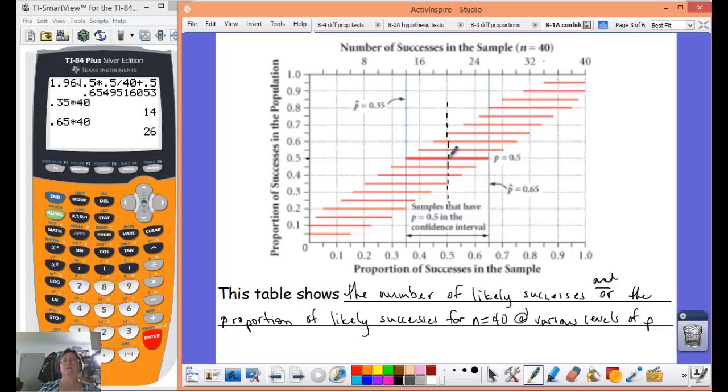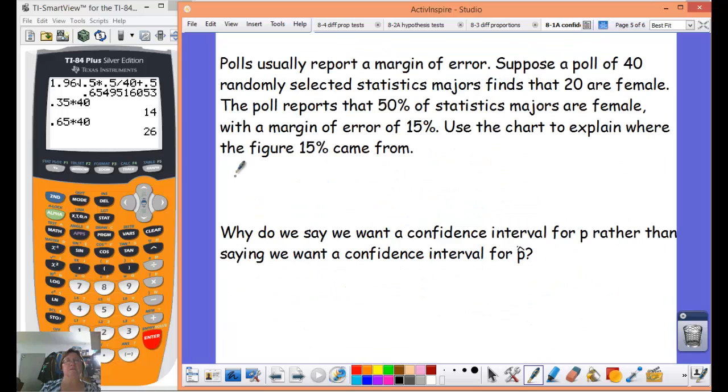Ladies and gentlemen, here's the 50% mark. And we have 1, 2, 3 bars above and 1, 2, 3 bars below, each of those bars, of course, being 5%. That's where the margin of error came in. Here's the central figure. Here's the margin of error. 50% was the center of the interval, with 15% above and 15% below.